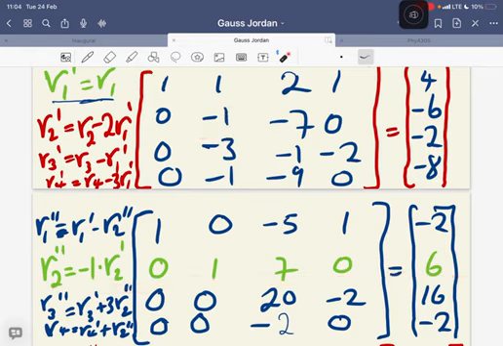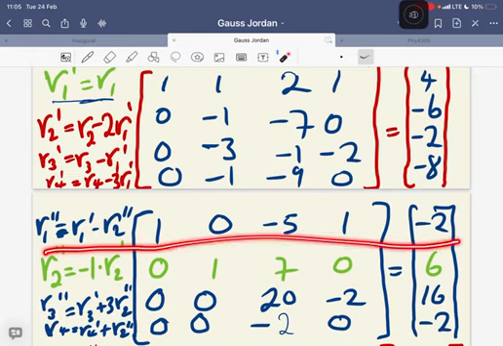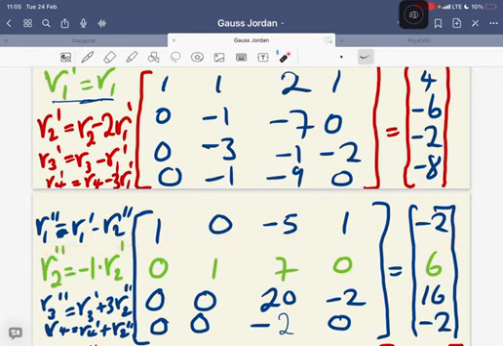So 0 times minus 1, 0, minus 1 times minus 1, 1, minus 7 times minus 1, 7, 0 times minus 1, 0, and minus 6 times minus 1 is going to give us 6. So we'll now make use of this one and eliminate this and eliminate this.